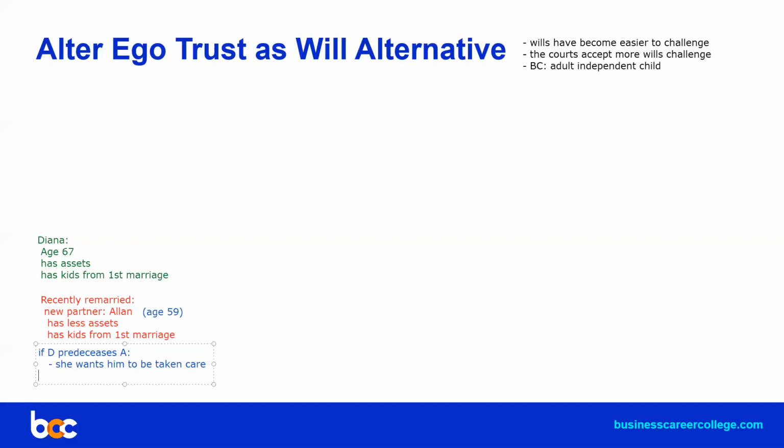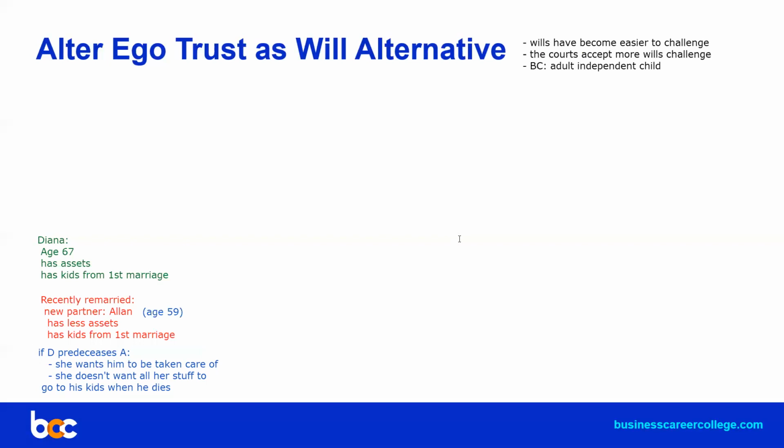Okay, but she doesn't want all of her stuff to go to his kids. Is that a fair outcome? Do we get that? Okay, she wants it to go to her kids.